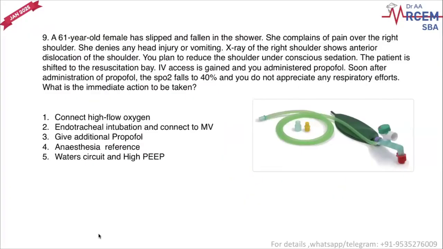A 61-year-old female has slipped and fallen down in the shower and she complains of a pain over the right shoulder. She denies any head injuries or vomiting. X-ray of the right shoulder shows anterior dislocation of the shoulder. You plan to reduce the shoulder under conscious sedation. The patient is shifted to the resuscitation bay and IV access is gained and administered propofol.